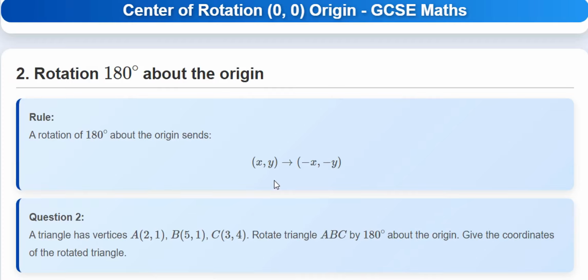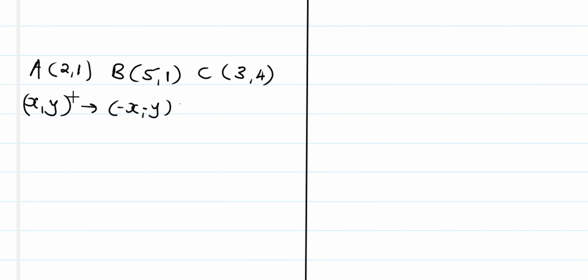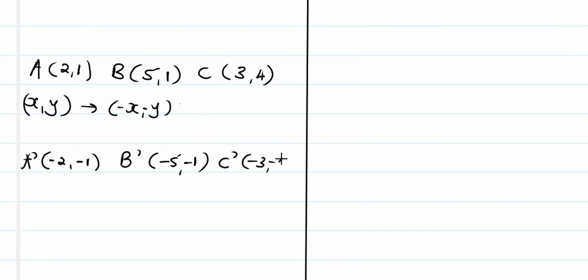So can we try this? Let me first copy the original coordinates. So we have our original coordinates, and we said 180 degrees clockwise, of course. The new A will have just the same coordinates, but now all of them being negative. So in our case, A will be -2, -1, because it is negative x, negative y. Then B will be -5, -1. And then C will be -3, -4, like this.